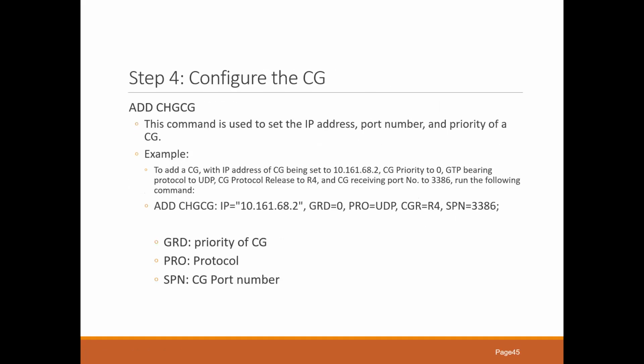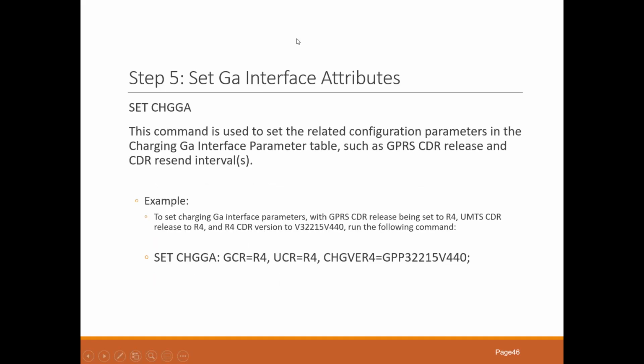Okay. Next is to configure the IP address of your charging gateway, because you uniquely set the IP address, port number, and priority of a charging gateway. So this is the command. Your requirement is this. The IP address is this. Priority should be set to 0. The GTP protocol is UDP. Release is 84, and the port is 3386. So this is the command that is used for configuring a charging gateway, where GRD is the priority of the CG protocol, and this is the port number on which you are going to communicate with your charging gateway.